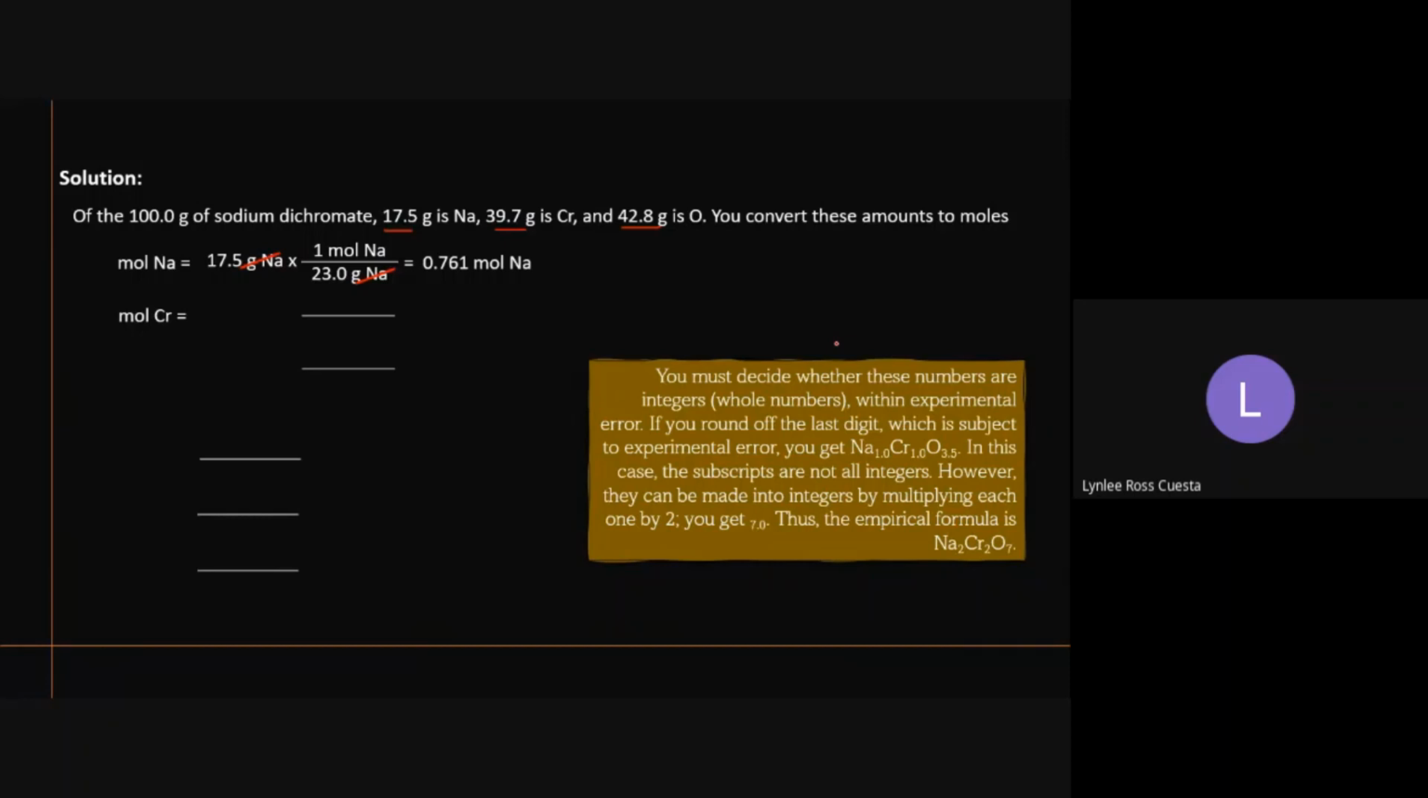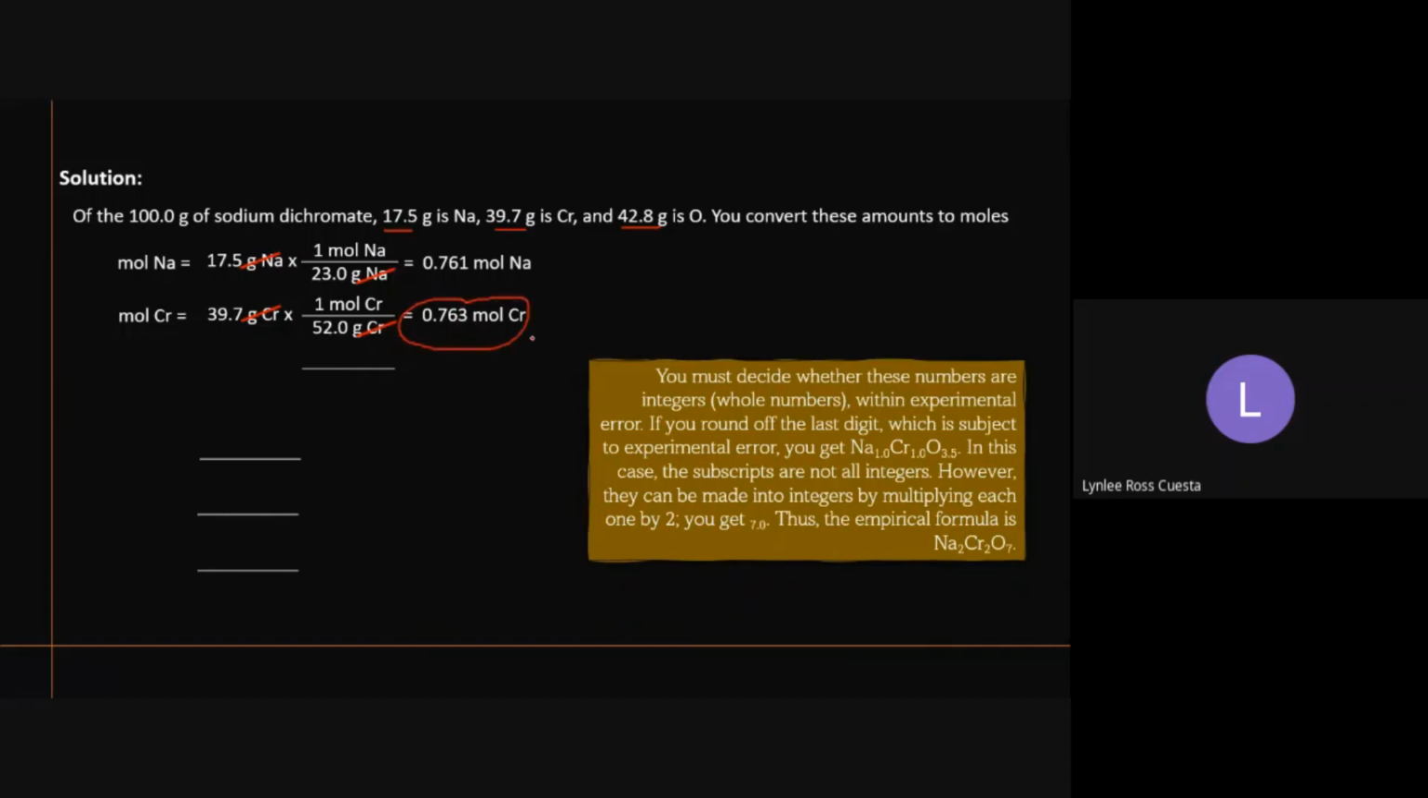So we have here mole of chromium is equal to 39.7 grams of chromium times its conversion factor. We have 1 mole of chromium is equal to 52.0 grams of chromium. So you simply cancel out the grams, and then you calculate by multiplying 39.7 times 1 over 52, and then we will be having 0.763 mole of chromium.